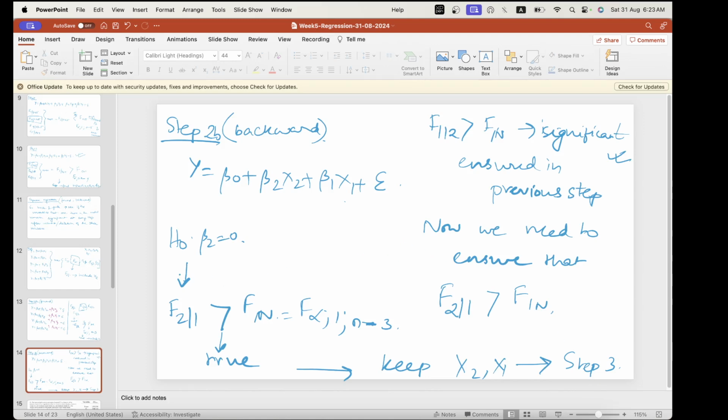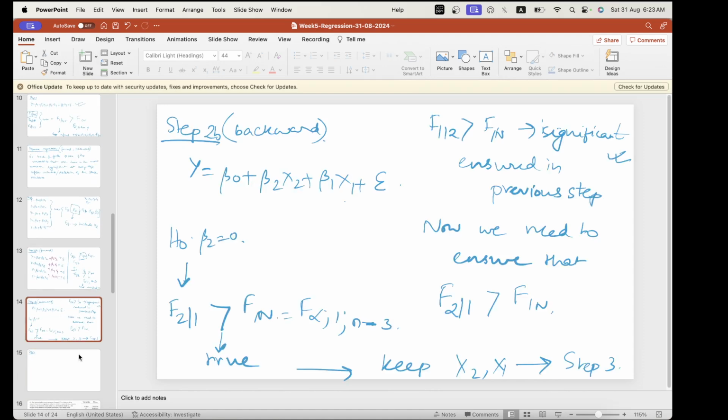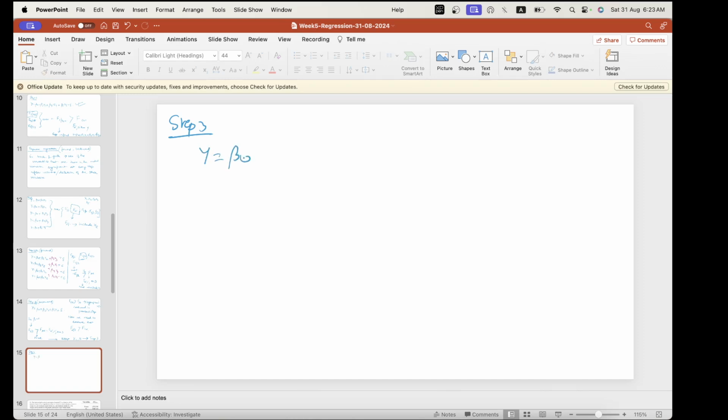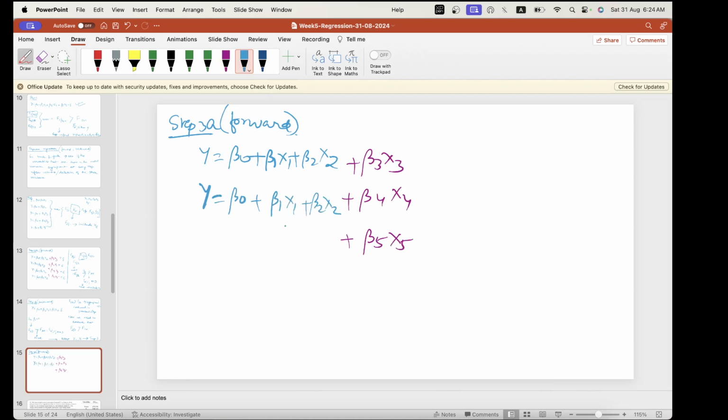Then the same thing will keep on happening. In step 3, this part is fixed: y equal to beta naught plus beta 1 x1 plus beta 2 x2. Let me name this 3a. Here again we try to incorporate forward selection. Now I could add beta 3 x3, beta 4 x4, or beta 5 x5 to beta naught plus beta 1 x1 plus beta 2 x2 plus epsilon.